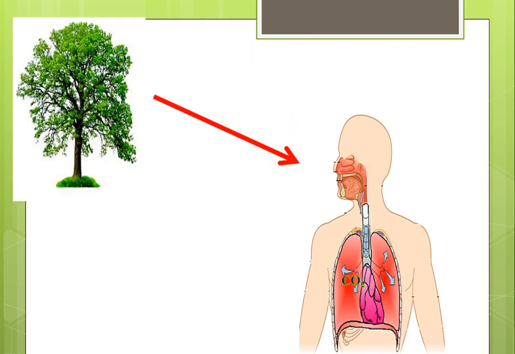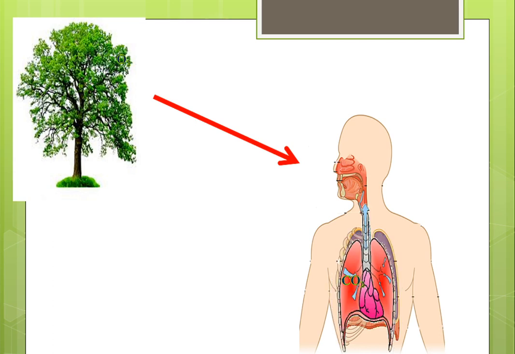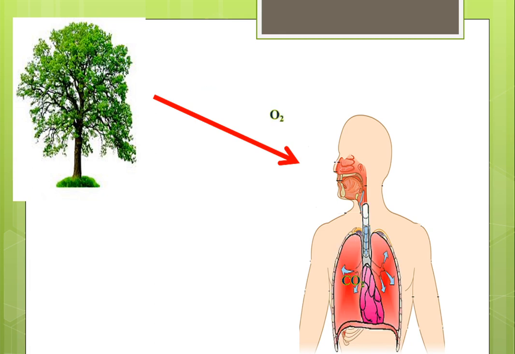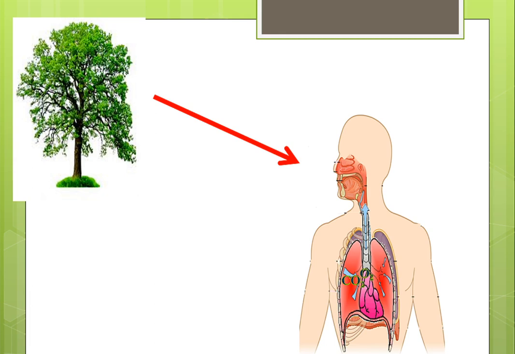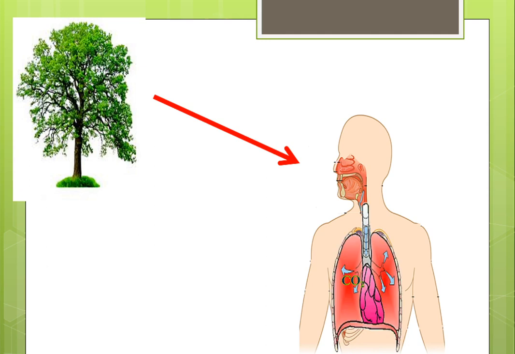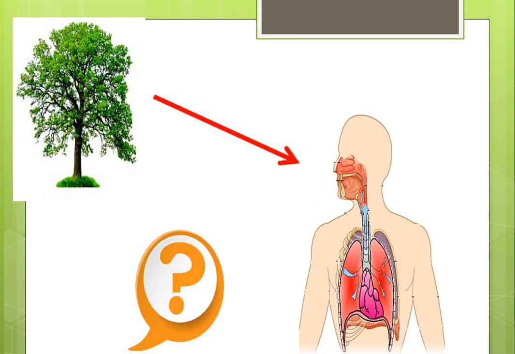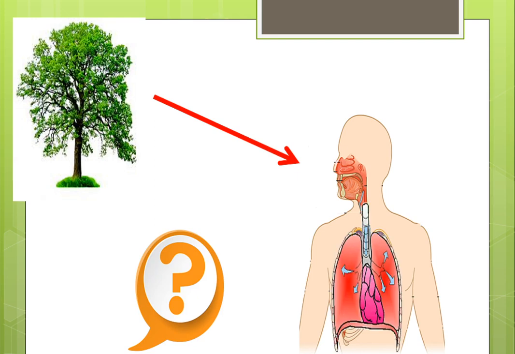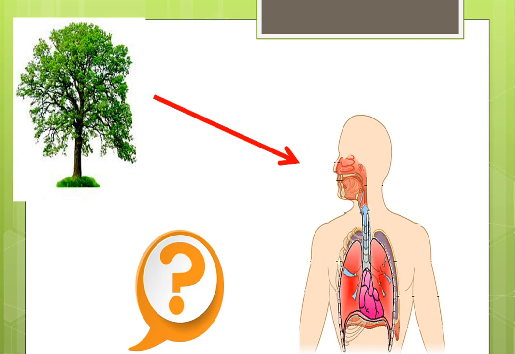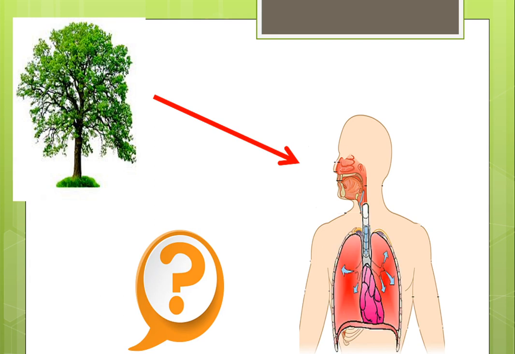Let's go to the next discussion. Here you can see a plant and a human being. They exchange gases between them. I think everyone can understand the process. It is a common process that occurs in all living organisms.